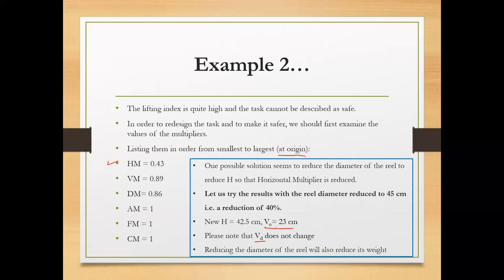Reducing the diameter of the reel will also reduce the weight of the reel. That is obvious. And one point that is not mentioned here is that it will increase the frequency. Frequency was 1 over 480. Now it will be 2 over 480 because now we may have to load the reel twice a day instead of once a day, but that will of course be much smaller than the minimum value of 0.2 lifts per minute. So as a whole, it will not impact the frequency multiplier. These are the possible impacts of this change.